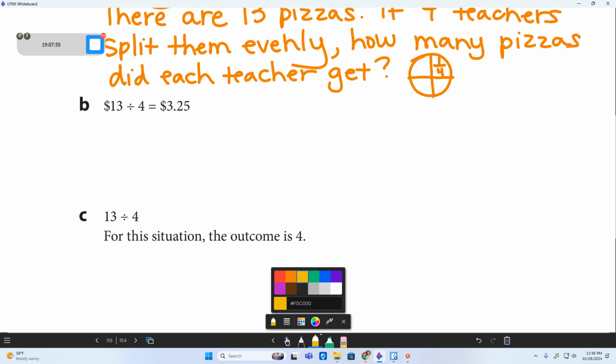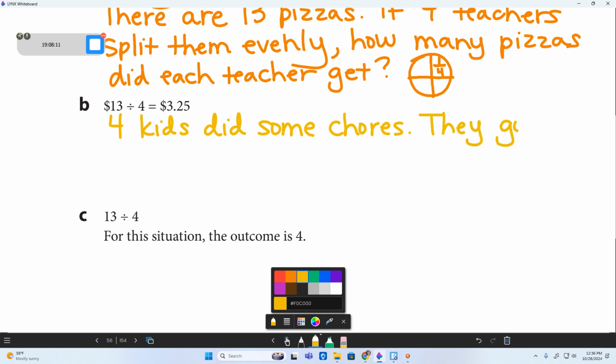And let's say 4 kids did some chores. So I'm making it into a money problem. They got $13 to split evenly. How much money did each kid get?